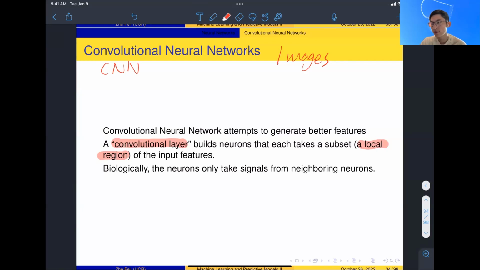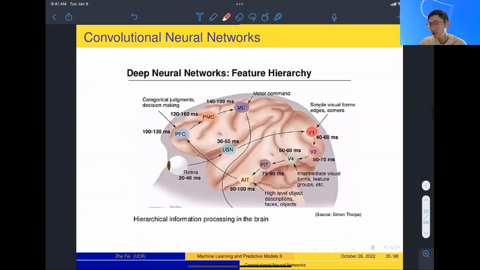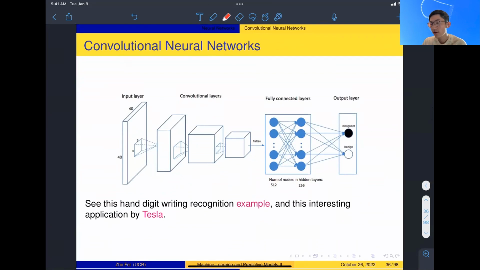Biologically, the neurons only take signals from neighboring neurons. It's similar to the K nearest neighbor idea, right? So for each neuron, we only want to take information from a certain neighborhood that we define. That's the idea behind the convolutional layers. This is some illustration of how the hierarchical structure is represented in the human brain, but anyways, we will focus on the convolutional layers.